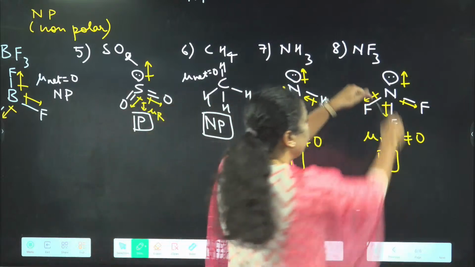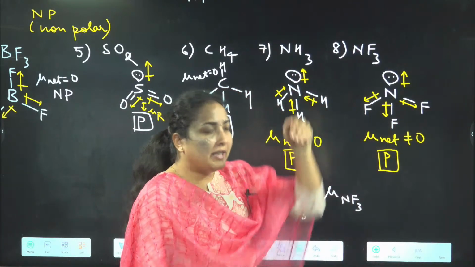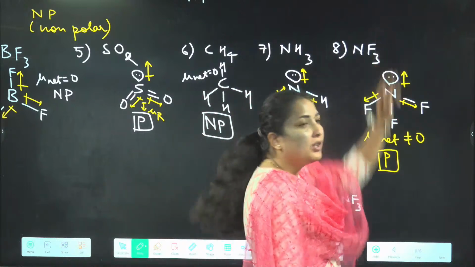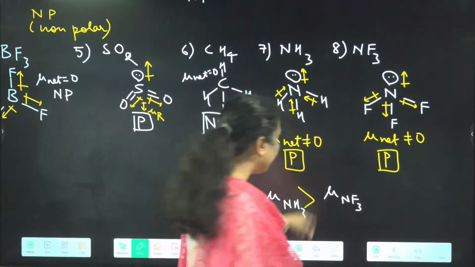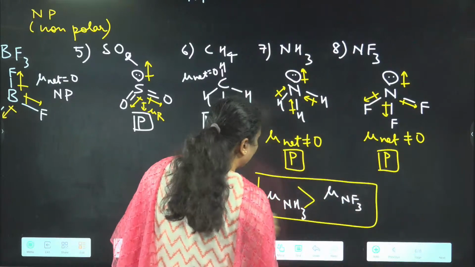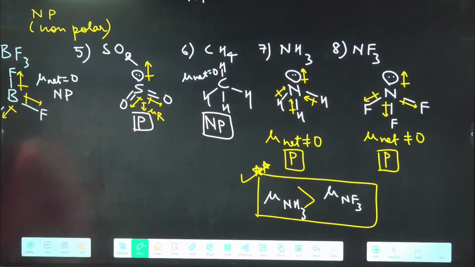Here the direction is opposite. The net dipole moment of these three NF bonds is pointing in a different direction, and you are having dipole moment because of the lone pair too. Getting it? So because of that reason only, ammonia's dipole moment is more. And people tend to go for just the electronegativity.